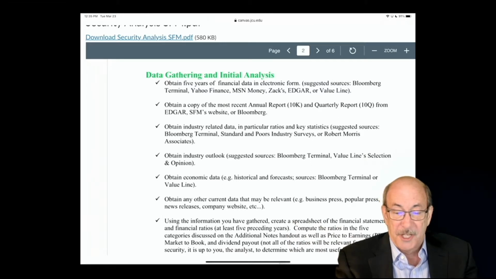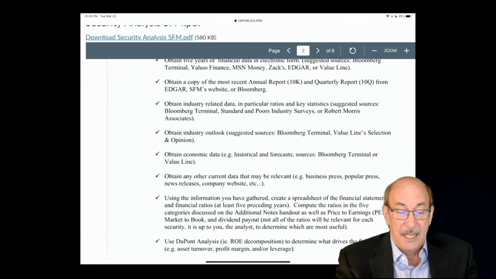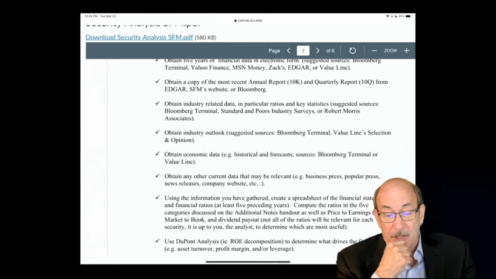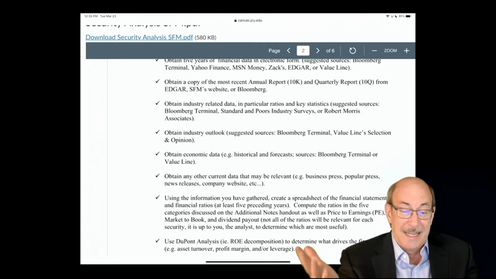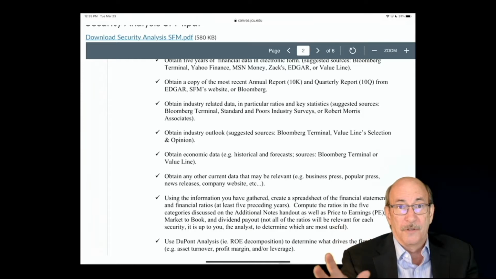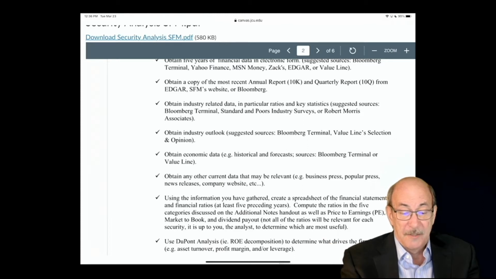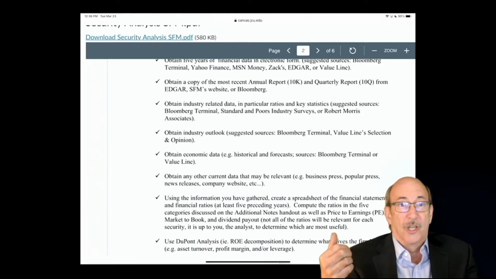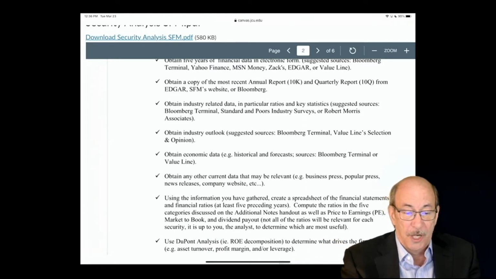So links to the 10K, 10Q, industry-related data. In particular, you want ratios and key statistics. And again, Bloomberg. Bloomberg is not only the easiest, but it may be much more difficult to find this data elsewhere. So the industry-related data, and especially the industry outlook, you're going to have to go to Bloomberg to get.